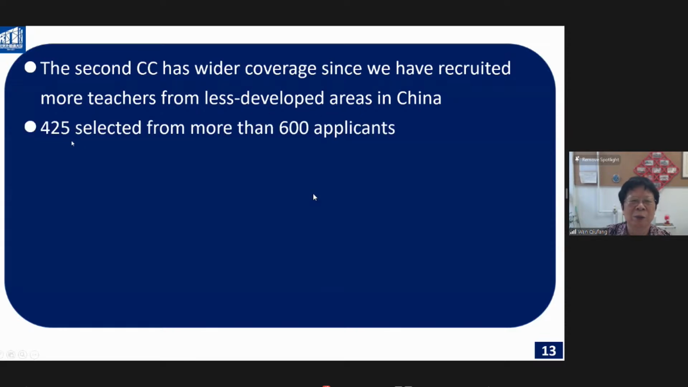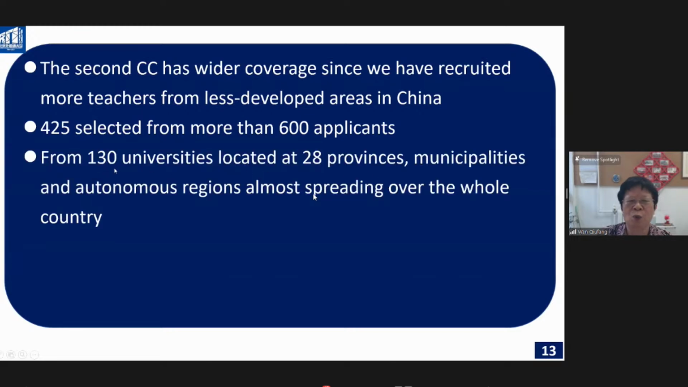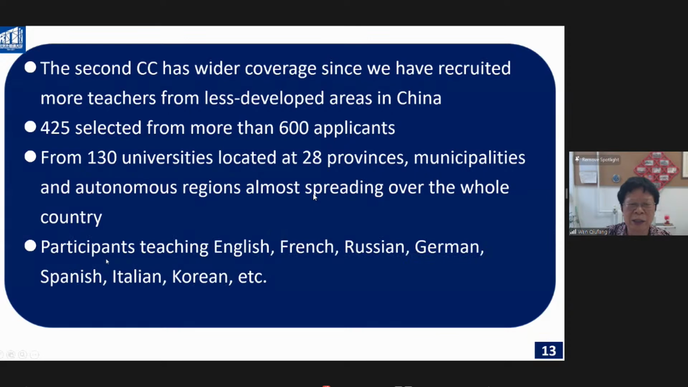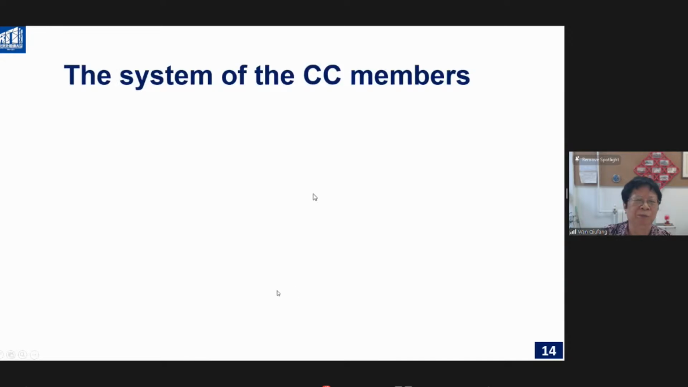Now, altogether, we selected 425 foreign language teachers from more than 600 applicants. They are from 130 universities located at 28 provinces, municipalities, and autonomous regions, now almost spreading over the whole country. And these participants are teaching different foreign languages, such as English, French, Russian, German, Spanish, Italian, Korean, etc.